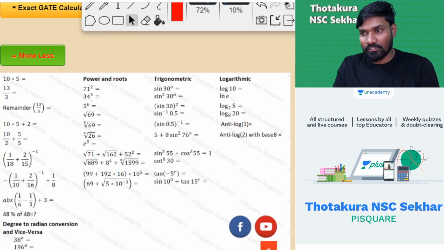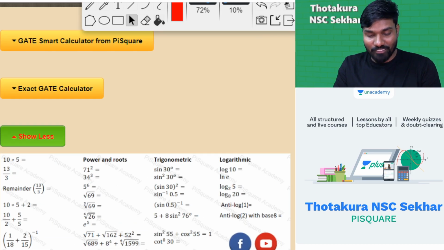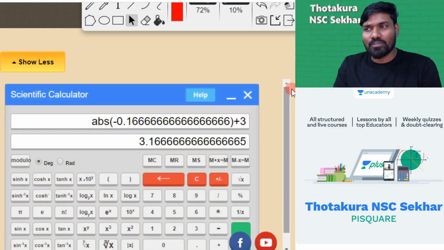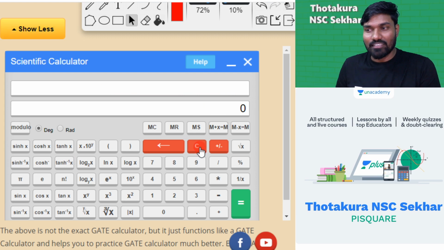So what we have now, this is done. 48% of 48 for aptitude. For aptitude, this will be helpful. Sometimes in aptitude, you may have to use this percentage. How much percentage of that is this? In that case, how can you do that?